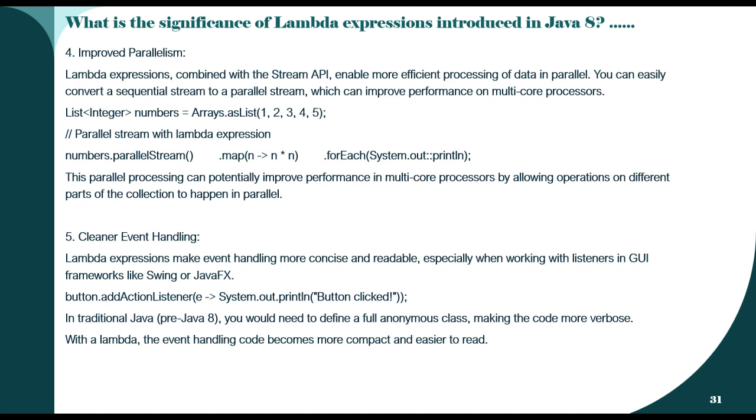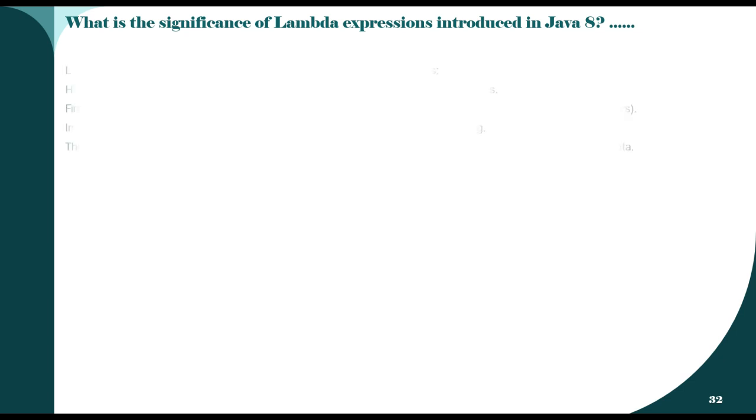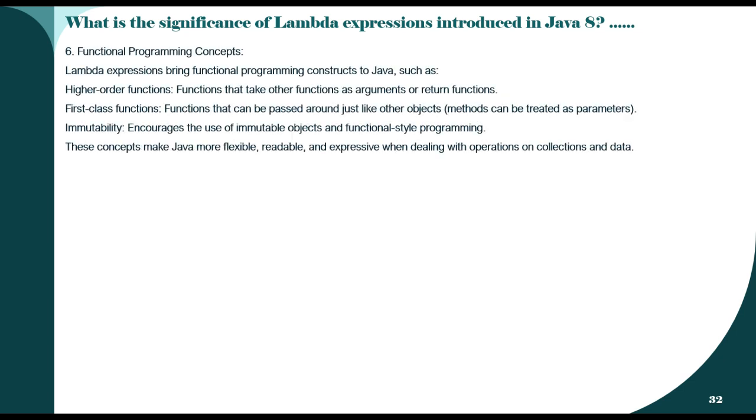Now, clearer event handling. Basically, when you're dealing with lambda expression, it is going to make the event handler more concise and readable. So when you're working with, let's say, listeners in the UI, like Swing or JavaFX, that's where we'll make use of it. The last thing is that we will make use of the functional programming concept. That's what matters, I would say.